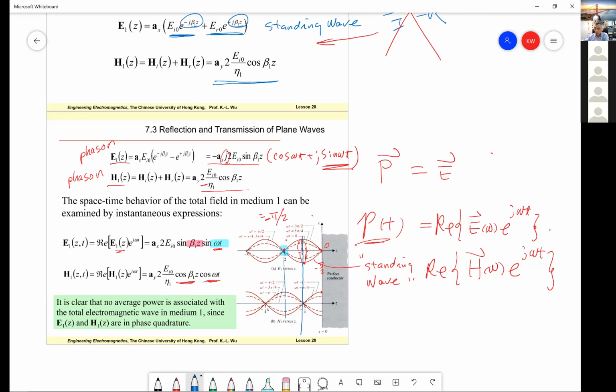And also, an important observation: if we can measure the distance between two zeros, or the distance between two maxima, or the distance between any points of equal magnitude strength, we can use this distance to measure the wavelength, because this distance is half a wavelength. Using the measured wavelength, we can predict the frequency of the wave. This is very useful information.